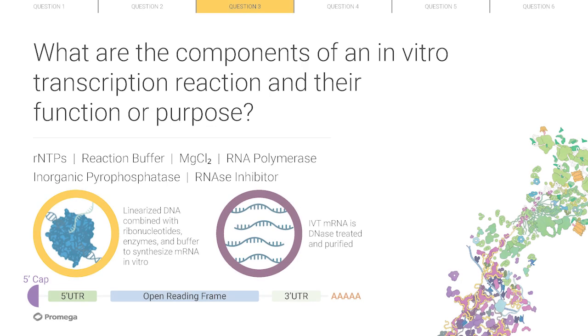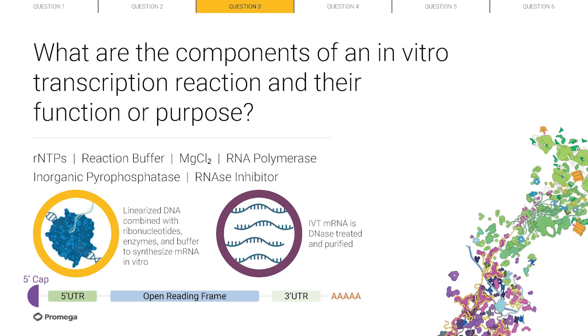Okay, well, that sounds really interesting. So, when you're doing in vitro transcription, what are the key components of the reaction, and what role does each of them play? So, an IVT reaction contains a few necessary raw materials to synthesize the RNA molecules. The first reaction ingredient is the DNA template, which serves as the blueprint for the RNA synthesis.